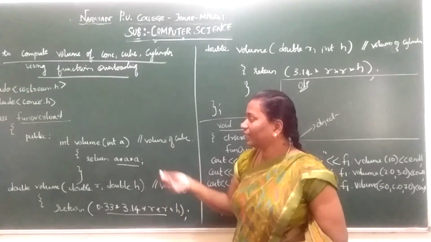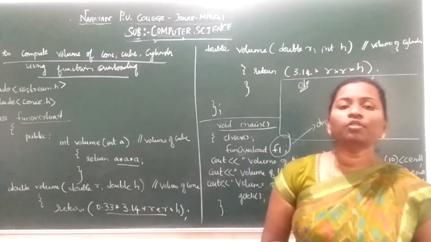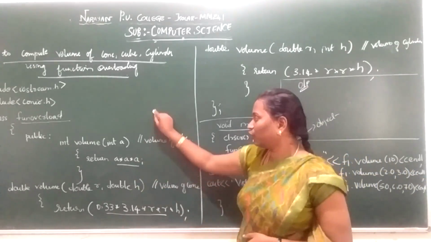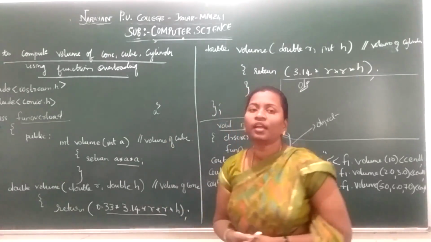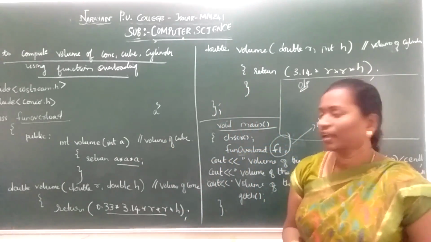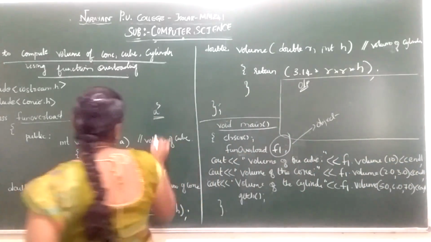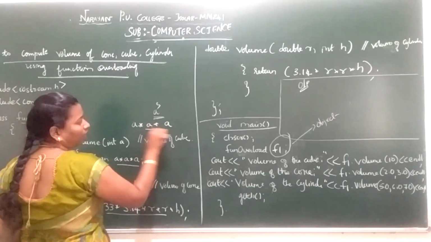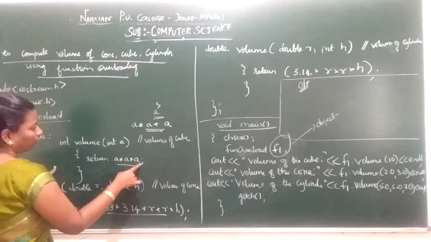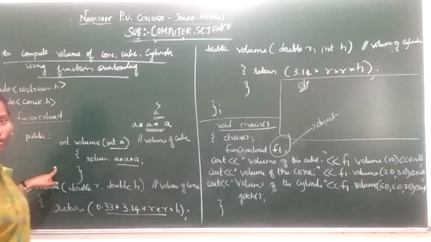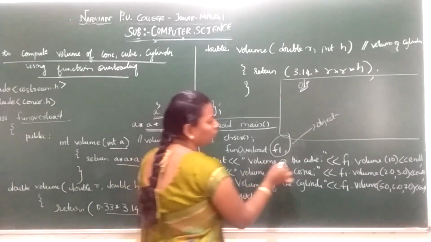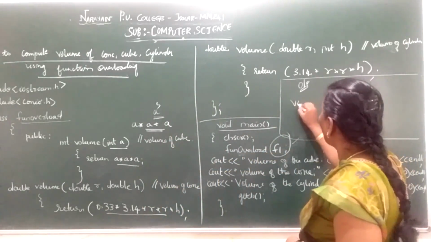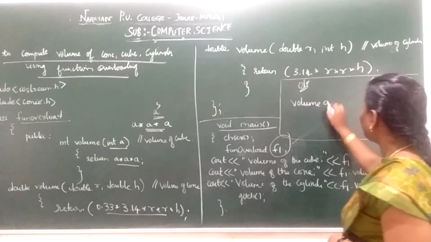So how to calculate the volume of a cube? Volume of a cube is a cube, side cube. So I have a cube. So a cube, how to implement the a cube? So how to write it in program terms? a into a into a. How many arguments am I passing? Only 1. So here you see volume of the cube. So in your output, how will it appear? Volume of the cube.